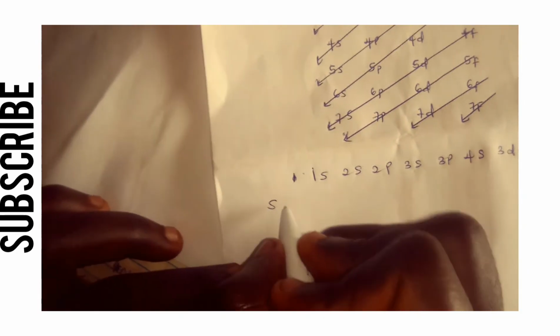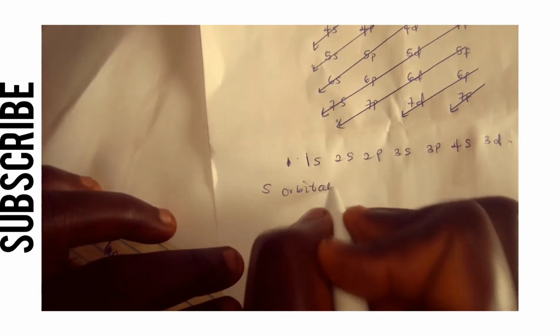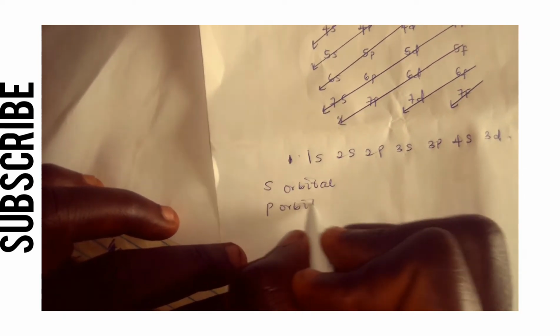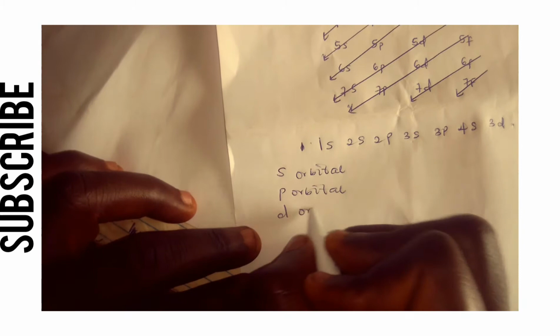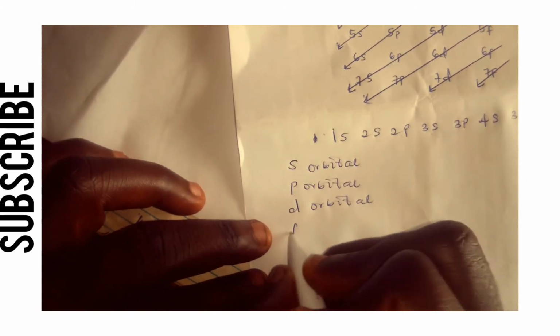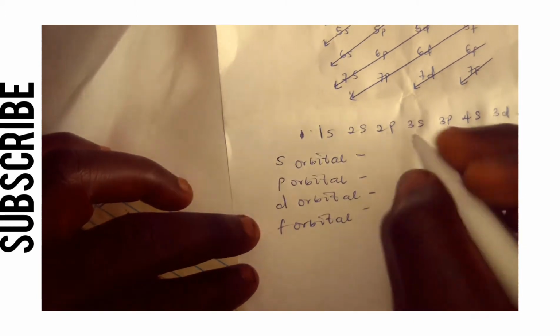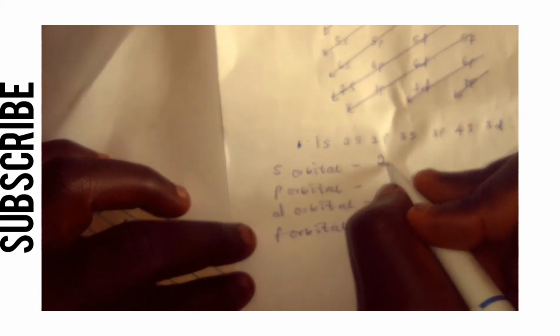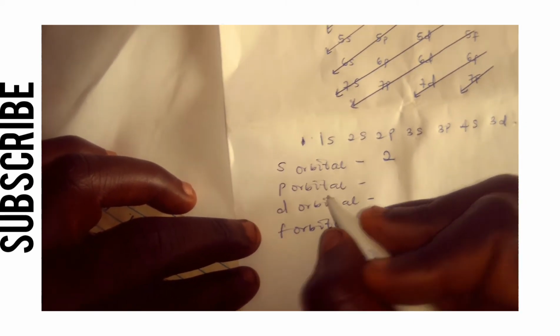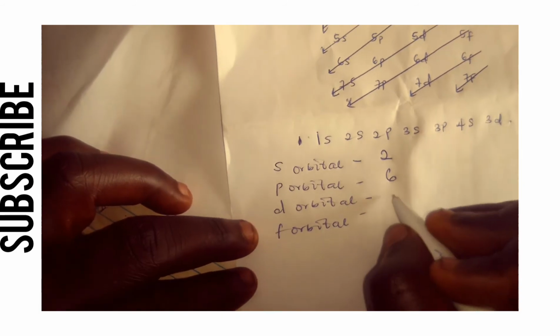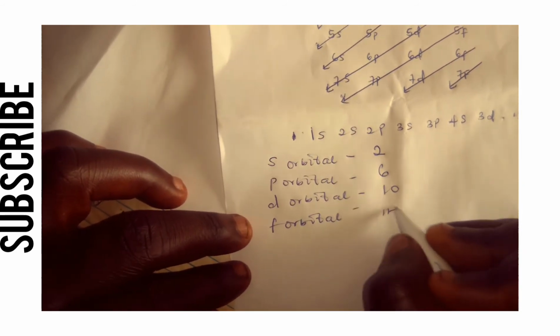So we have the s orbital, the p orbital, the d orbital, and the f orbital. The maximum number of electrons the s orbital can accommodate is 2. The maximum number of electrons the p orbital can accommodate is 6. That of d is 10 and that of f is 14.